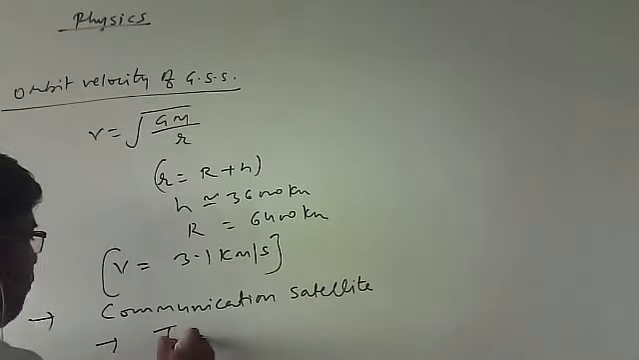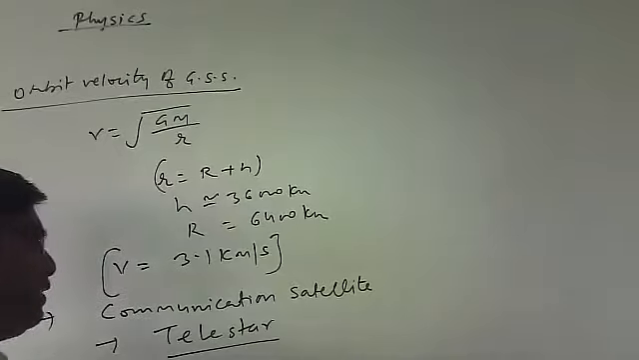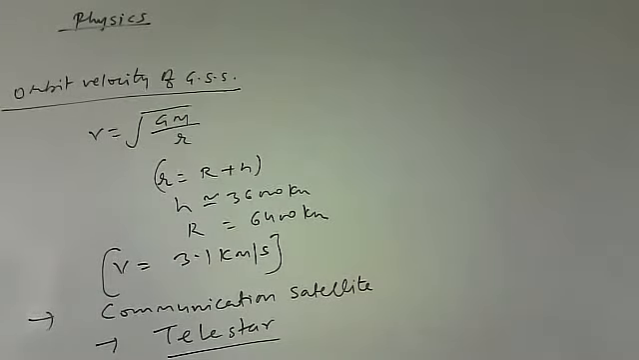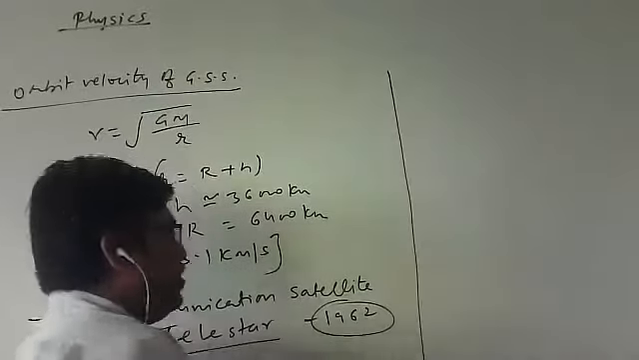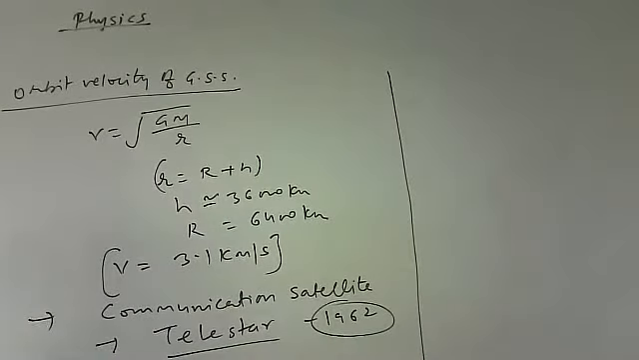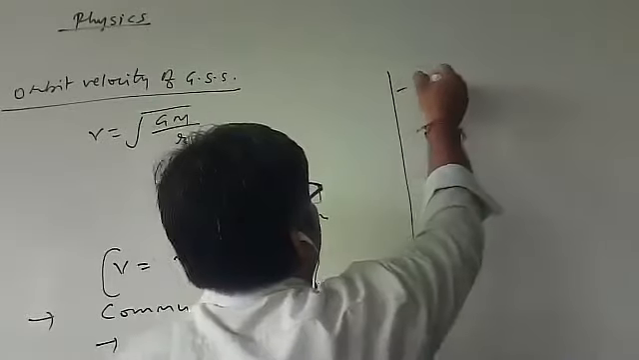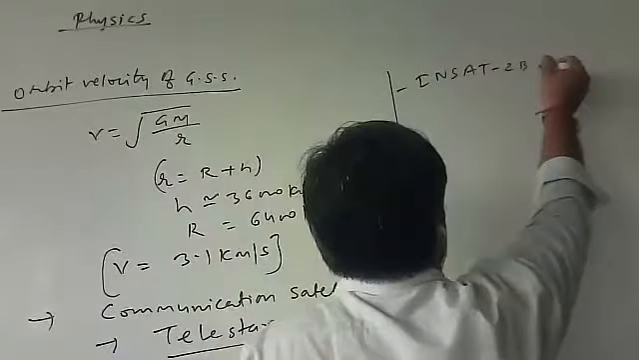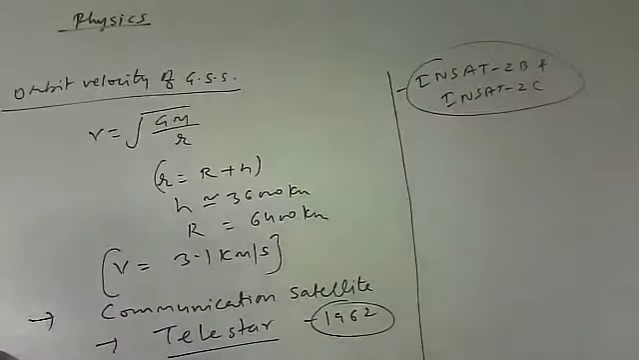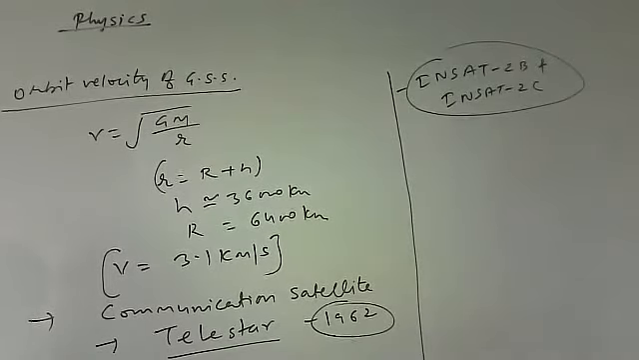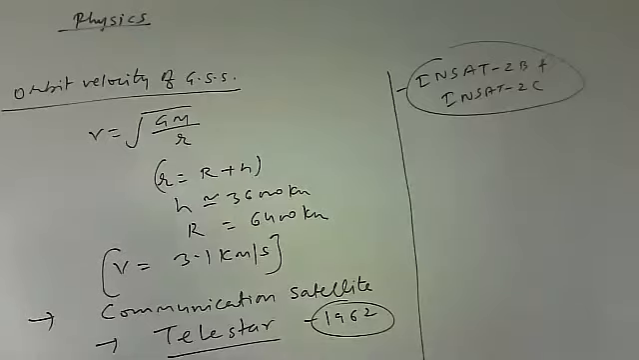And this is just for information purposes. Telstar was the first GSS launched by the USA, in 1962. India also has a series of GSS, that is INSAT 2B and INSAT 2C. These are the series of GSS for India.